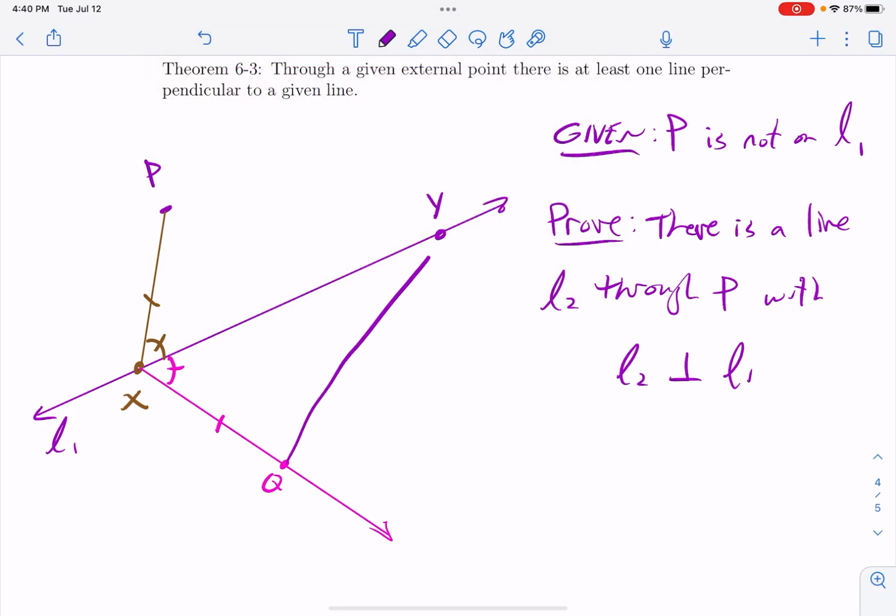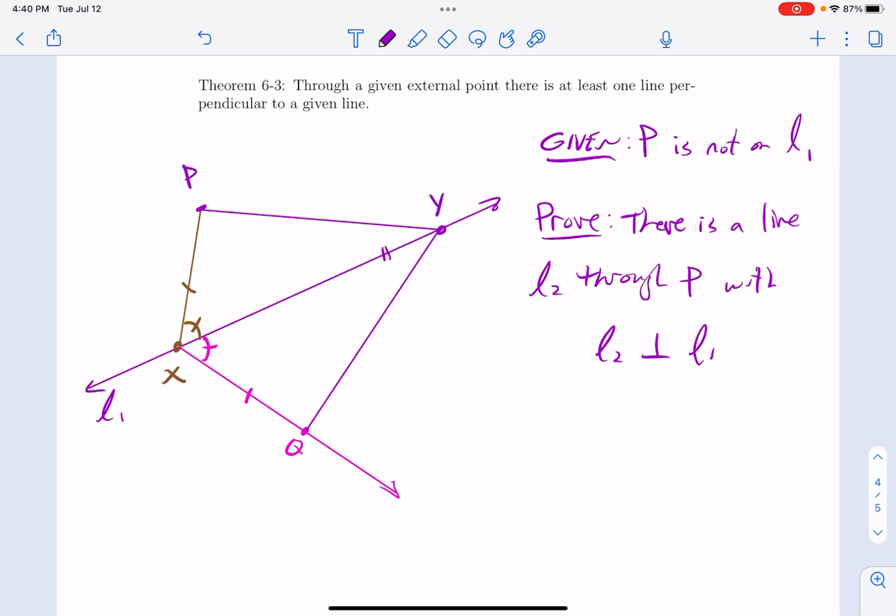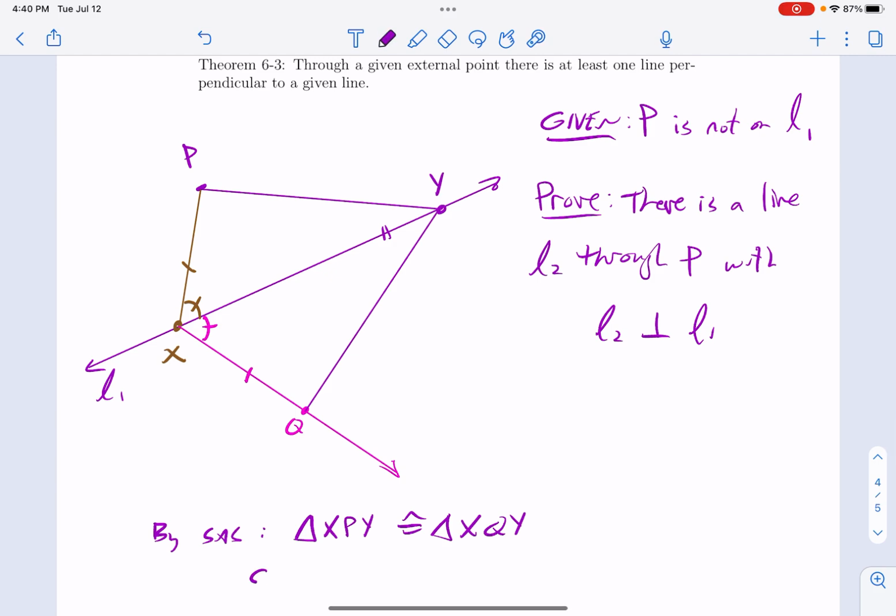And I'm going to create two triangles. Certainly segment XY is congruent to itself. So what we'll note here, and I'm not doing a full two-column proof, I'm just trying to walk you through this, we can observe that by side angle side congruence, triangle XPY is congruent to triangle XQY. Sides are congruent, this is congruent to itself, sides are congruent, included angles are congruent. And then if I use CPCTC, that means that PY is the same as QY.